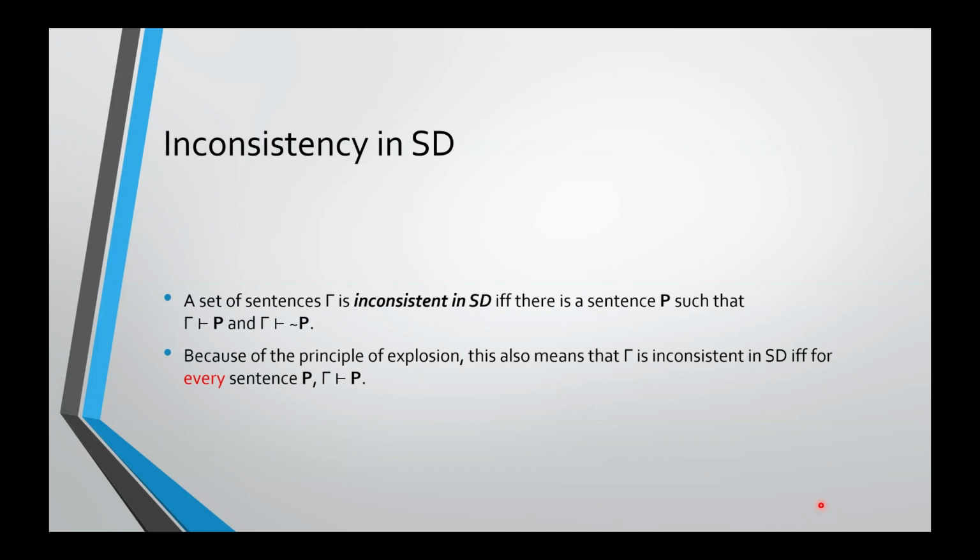And because of the principle of explosion, there's actually an alternative way of defining this. You can also say that a set of sentences is inconsistent in SD if and only if every sentence is derivable from that set. Because if you can derive a sentence and its negation, then you can use negation introduction and negation elimination to prove any sentence. So if a set is inconsistent, then it will end up entailing every sentence, or every sentence will be derivable from it.